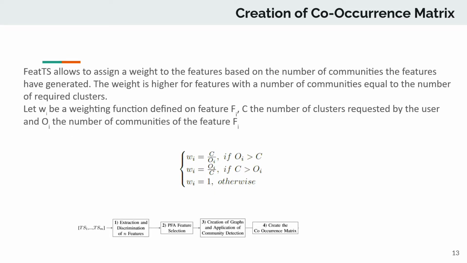In order to make the computation of the similarity more robust, each feature has a weight that depends on the number of communities found by the community detection algorithm. The weight is computed by dividing the number of communities of the feature by the number of requested clusters, if the number of communities is higher than the number of clusters. Vice versa, if the number of requested clusters is higher than the number of communities extracted, we invert the numerator and denominator of the function. The weight is equal to 1 in case the two values are equal.